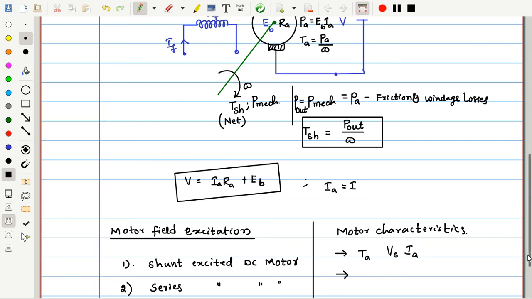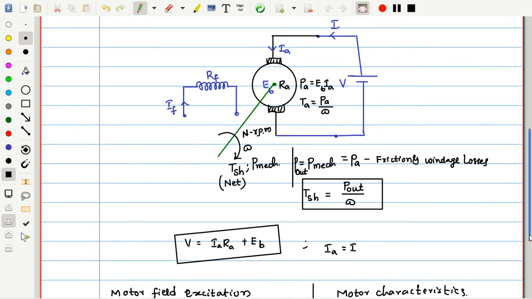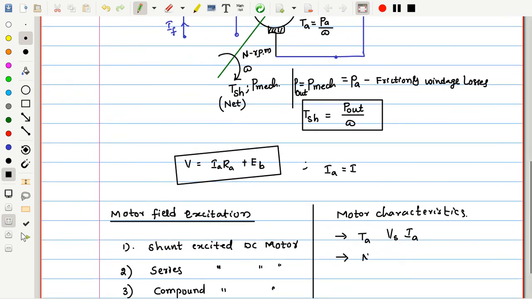The second one: the ultimate output is rotation in terms of speed. You can call this speed in rpm, or angular speed omega; either way you can deal with it. So the ultimate output is the speed. As we vary the armature current, how does this speed change? We would like to see these characteristics also: speed versus the armature current.